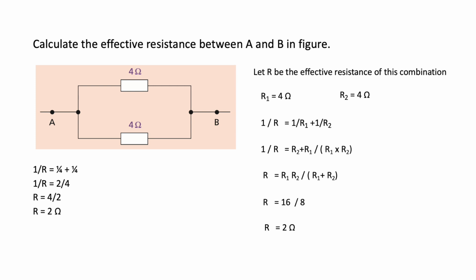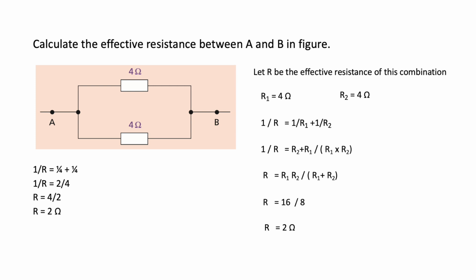Let us study some circuits containing resistors in series and parallel. Here let us calculate the effective resistance between A and B in this figure. Here you can see two resistors R1 and R2. The first resistor is 4 ohm, second also 4 ohm. You can use similar resistors or different resistors.